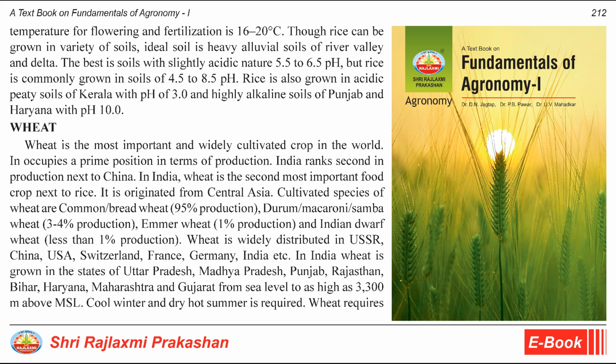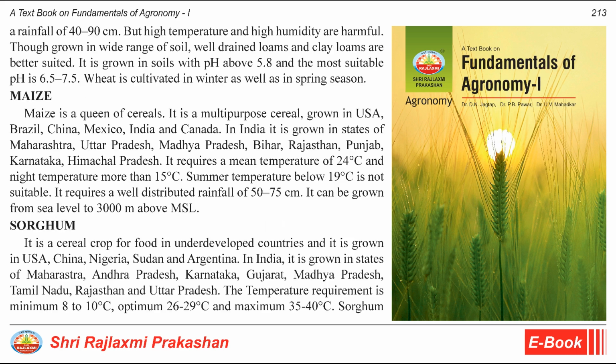Wheat is widely distributed in USSR, China, USA, Switzerland, France, Germany, India, etc. In India, wheat is grown in the states of Uttar Pradesh, Madhya Pradesh, Punjab, Rajasthan, Bihar, Haryana, Maharashtra and Gujarat from sea level to as high as 3,300 meters above MSL. Cool winter and dry hot summer is required. Wheat requires a rainfall of 40 to 90 centimeters.